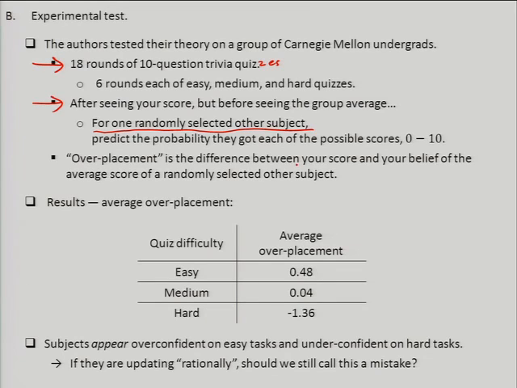And sure enough, what they find is exactly what the model predicts, which is that on easy exams, people on average overplace themselves by 0.5 point, and on hard exams, they underplace themselves by almost 1.5 points. Yeah? And they're pretty much spot on for median exams, which is to say, if your score was the median, you would not seem to be overplacing or underplacing yourself.